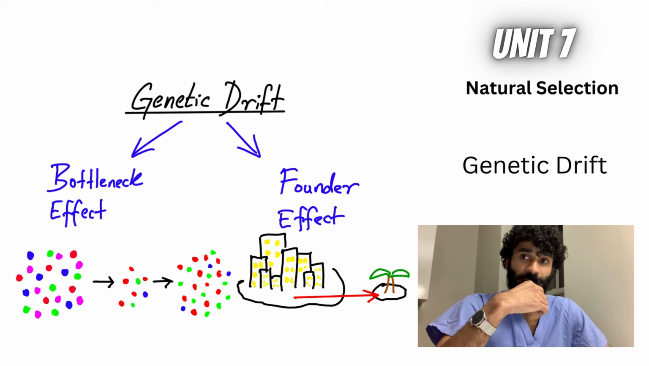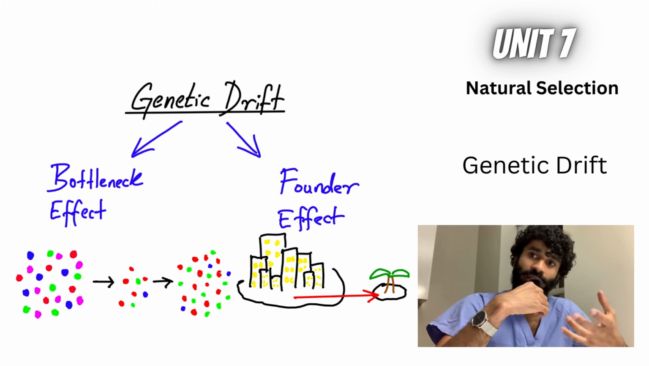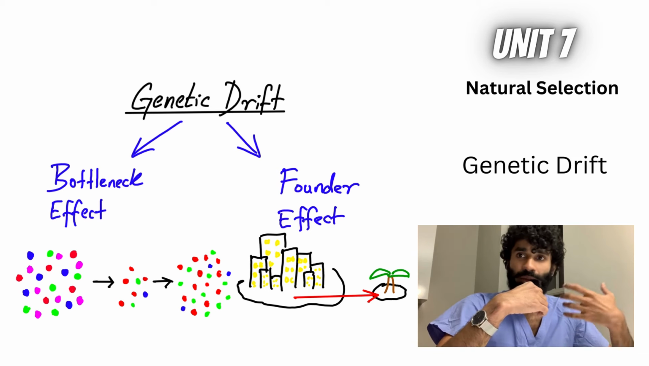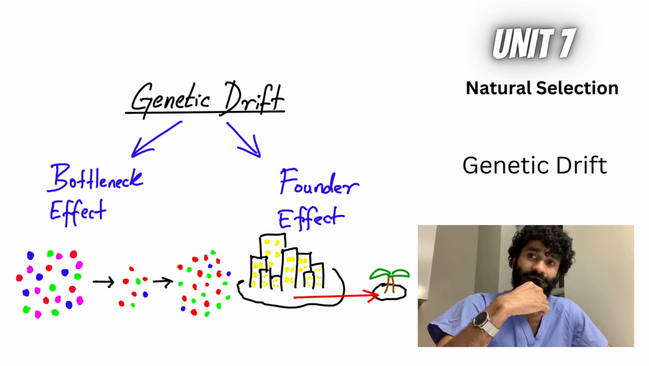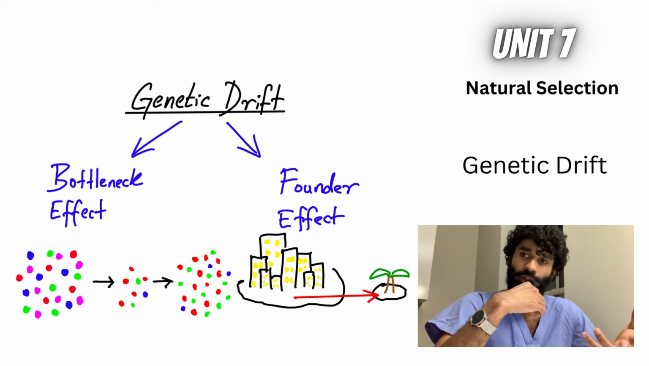You have the bottleneck effect, in which a natural disaster, for example, can significantly reduce the population size, and then the resulting population will have a genetic composition different than the original population. And then the second is the founder effect. This is when a small population breaks off of the larger one, and then that new small population has a genetic composition that differs from the original.